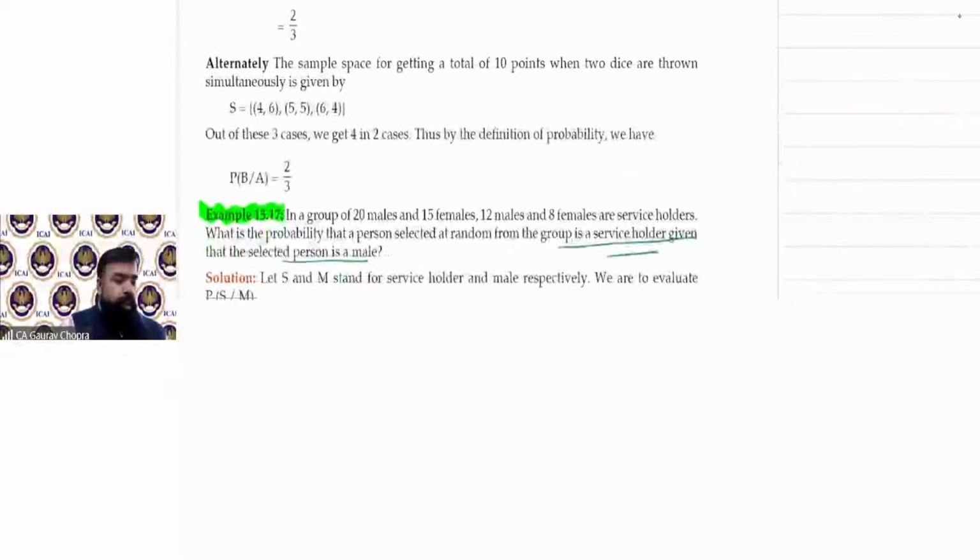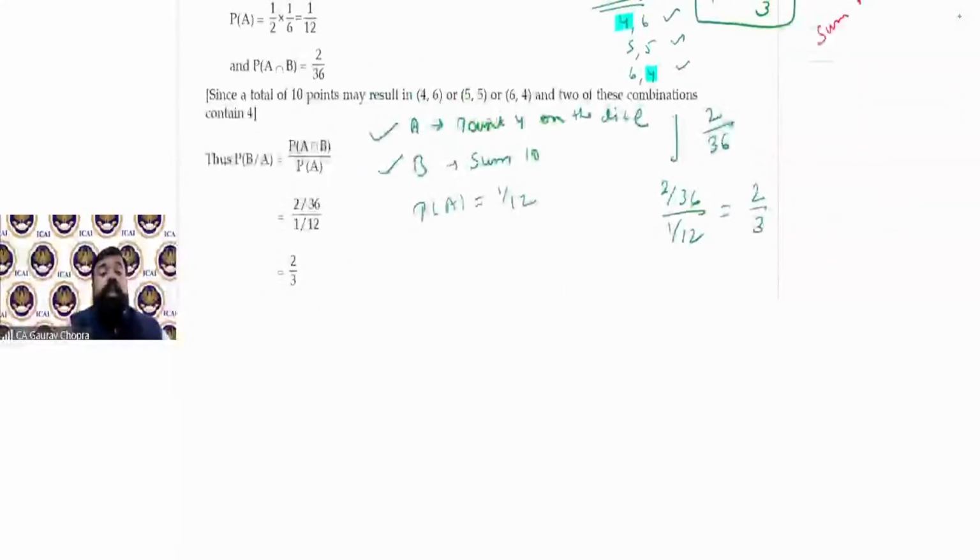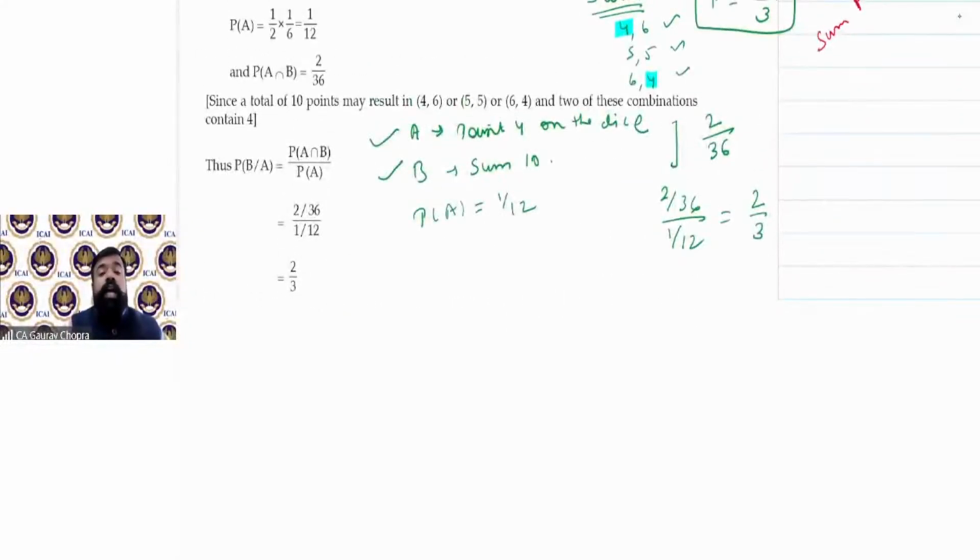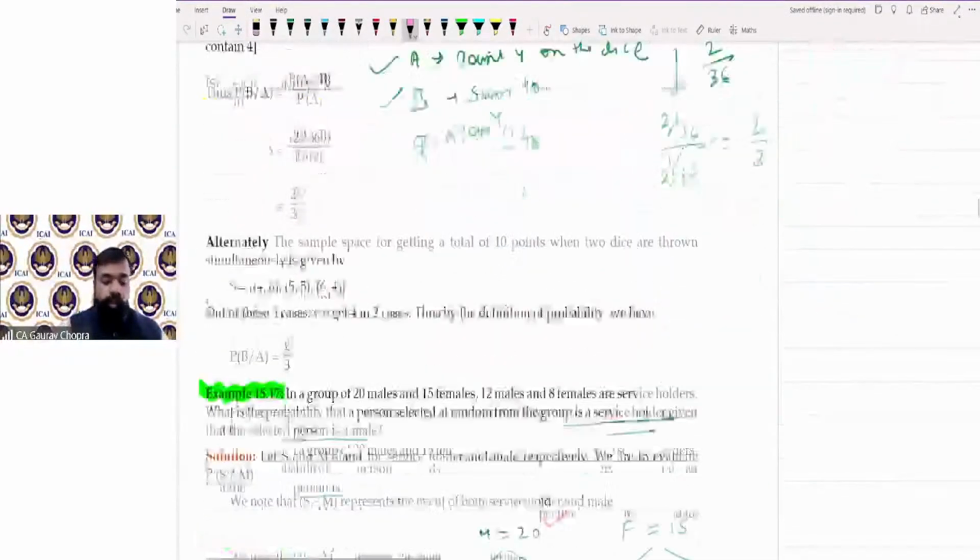So Dimple is asking how 1 by 12 is coming. See, out of 36, 3 cases are favorable. Therefore, 3 by 36 becomes 1 by 12. Okay.